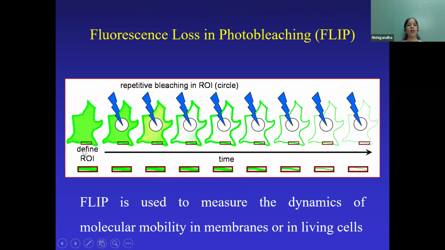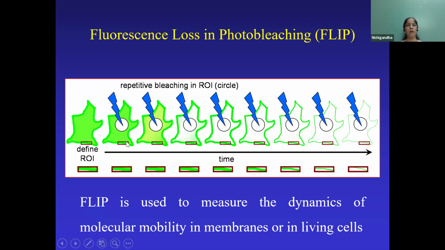So what is done in this is, your area of interest is, say, for example, this membrane, and you want to see what is happening, what is the dynamics of membrane in this cell. So what is done is, there is another area that you mark as a bleaching area or bleaching ROI, and park the beam here.